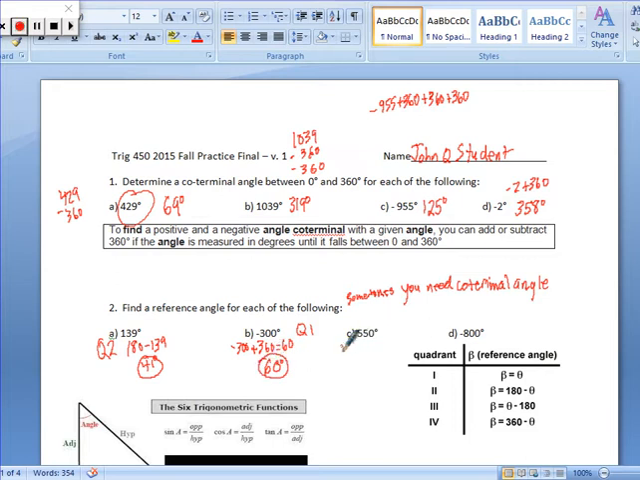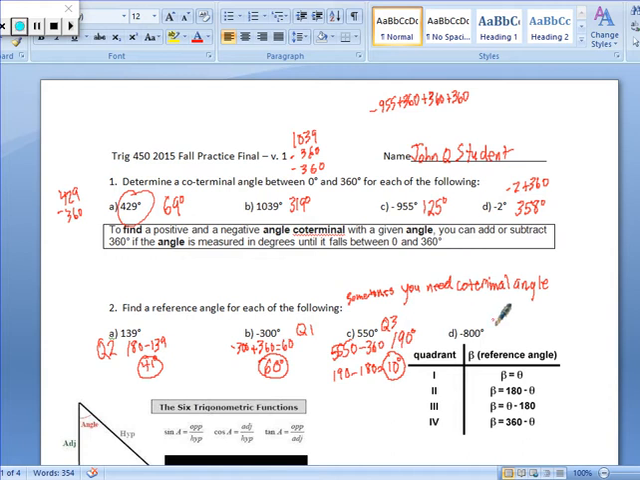550, you would have to take and subtract until you get between 0 and 360. So this is 550 minus 360, and you're going to get 190. Okay? 190 is in quadrant 3. So quadrant 3 says that you have to take your angle and subtract 180. So this is going to be 190 minus 180, and that's going to be 10 degrees.